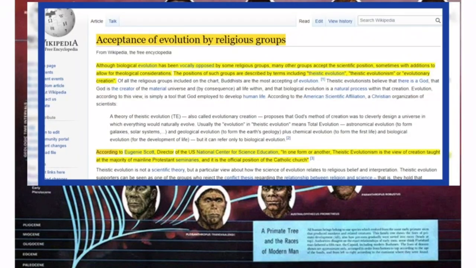Acceptance of evolution by religious groups. Although biological evolution has been vocally opposed by some religious groups, many other groups accept the scientific position, sometimes with additions to allow for theological considerations. The positions of such groups are described by terms including theistic evolution, theistic evolutionism, or evolutionary creation. According to Eugenie Scott, director of the U.S. National Center for Science Education, in one form or another, theistic evolutionism is the view of creation taught at the majority of mainline Protestant seminaries, and it is the official position of the Catholic Church.